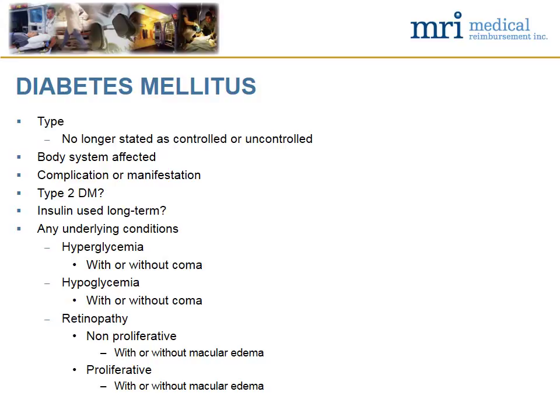Diabetes in ICD-10 is no longer stated as controlled or uncontrolled. We need to know if there are any complications or manifestations. If the patient is type 2 diabetic and they are using insulin, that must also be documented in the patient's chart. And then any underlying conditions need to also be noted.